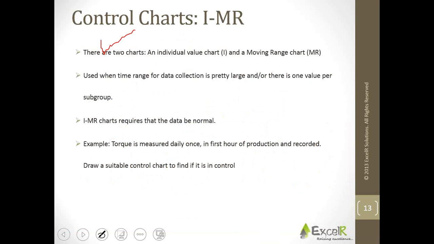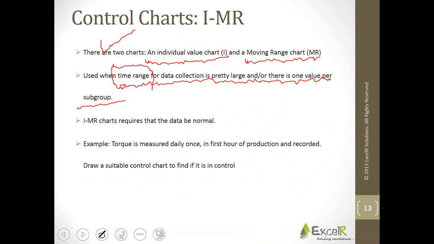There are two charts in this. IMR means Individual and Moving Range: an individual chart and a moving range chart. It is used when the time range for data collection is pretty large or there is one value per subgroup. That means daily there is one Coke bottle manufactured by one machine. Daily, it's a 24 hours time gap. So there is a huge time gap, so the time range is large. That is when you go with the IMR chart.